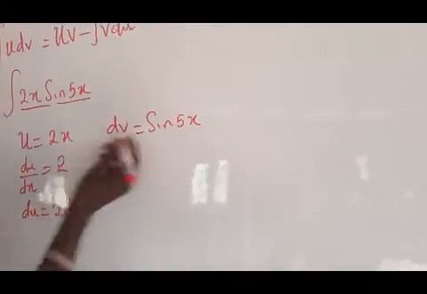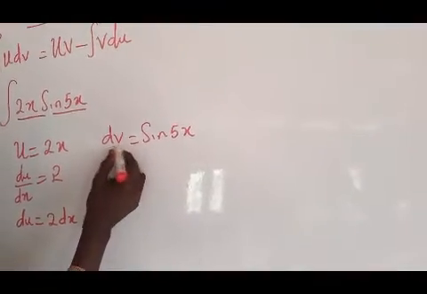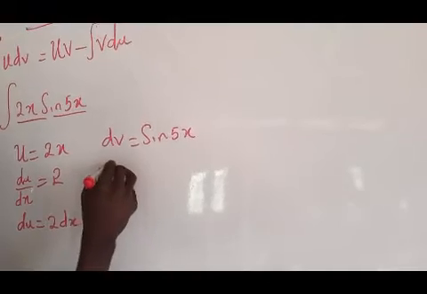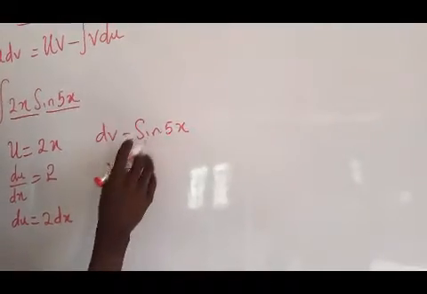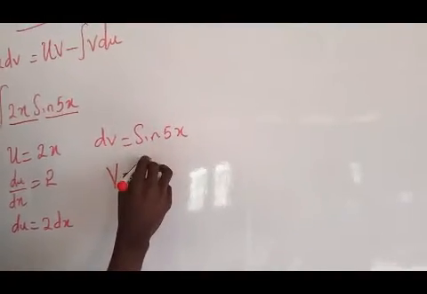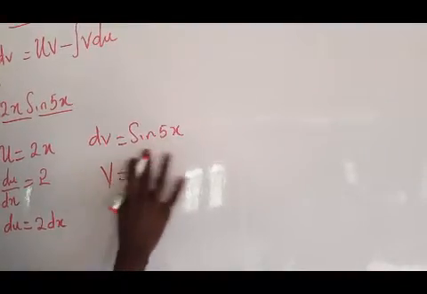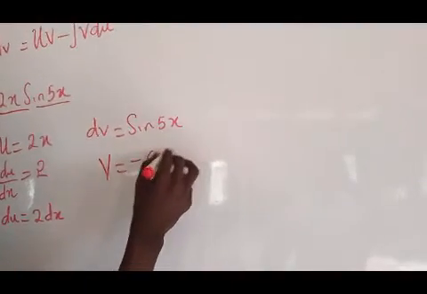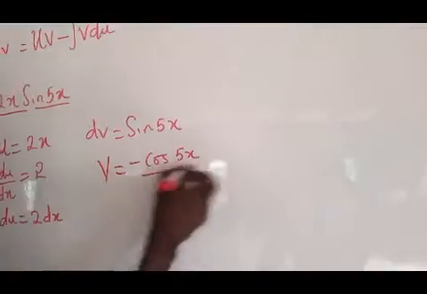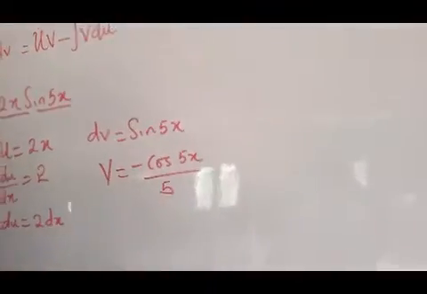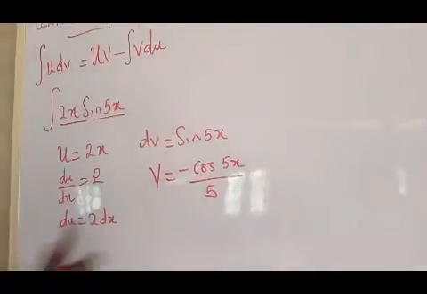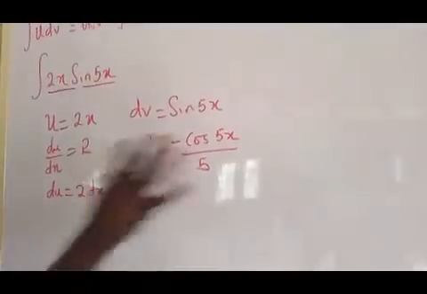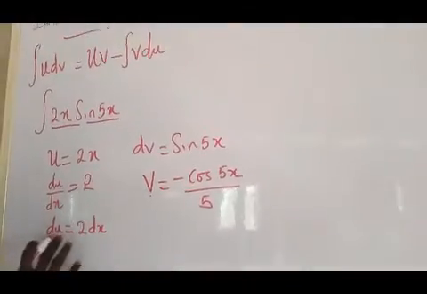So for you to get your v, you have to integrate this. So if you integrate sine 5x, you will get minus cos 5x over 5. Because if you integrate, this is what you are going to have. So this is my v and this is my du.